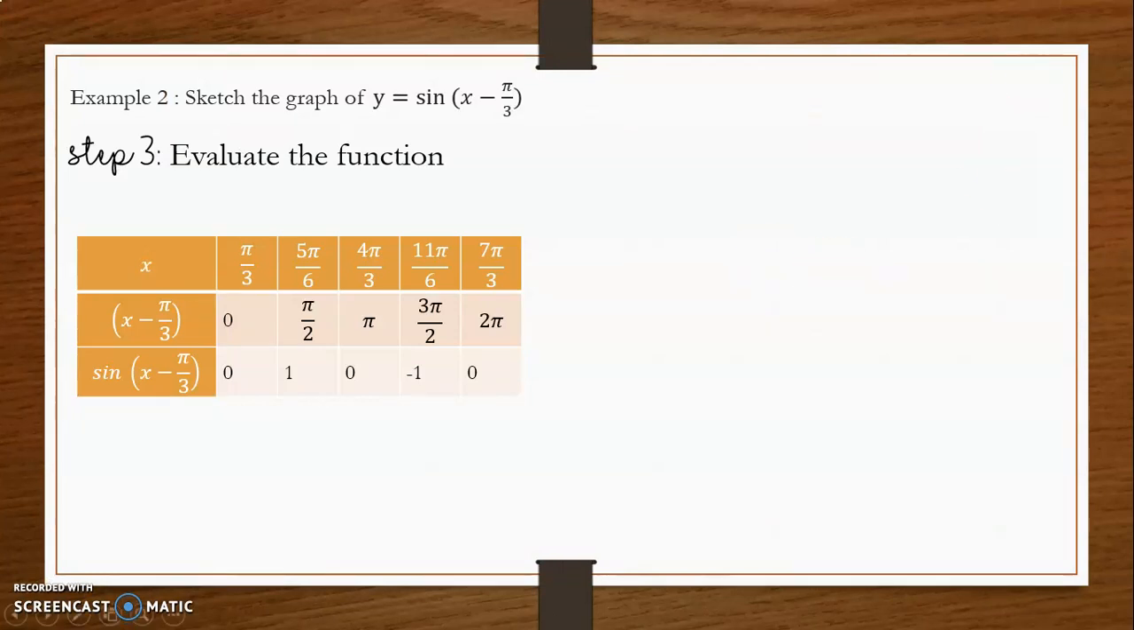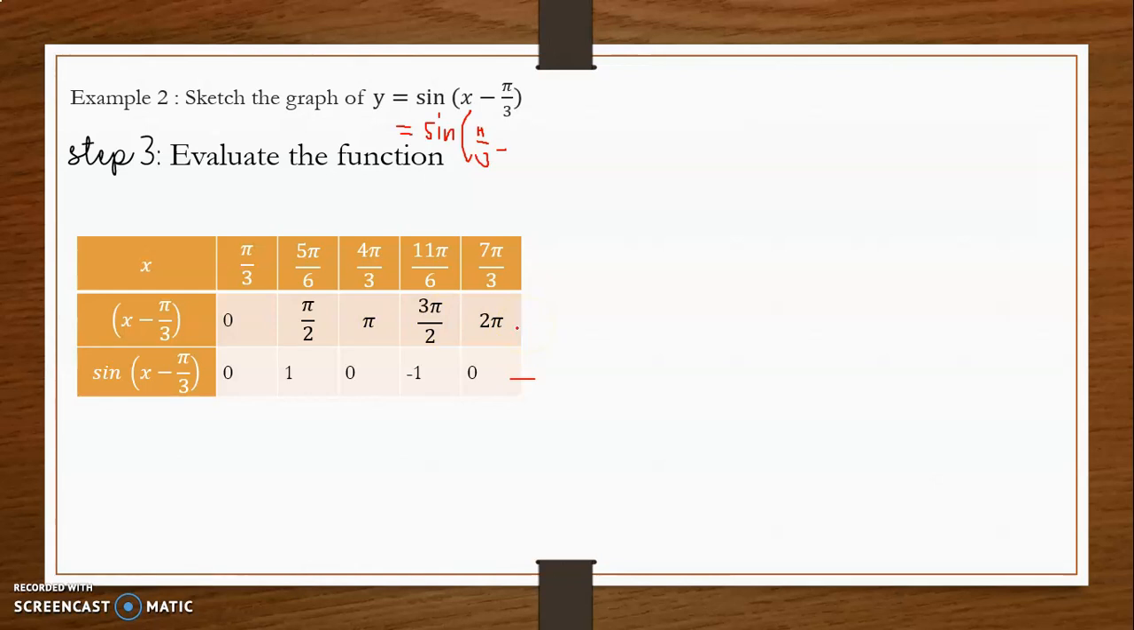Here, I just presented the table directly. I did not show the solution, but if you want to know the solution, simply substitute the values of x in here. How much is our x? If our x is pi over 3, pi over 3 minus pi over 3 gives 0. So sine 0 is just equal to 0. Next, if we substitute 5 pi over 6 minus pi over 3, the result is pi over 2. So the sine of pi over 2 is just 1. And so on. You can also check the values in the unit circle if you are confused about getting the sine of any angle.